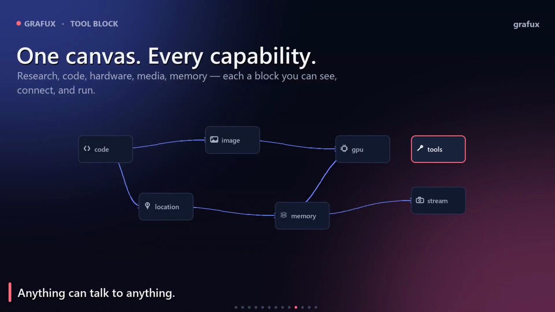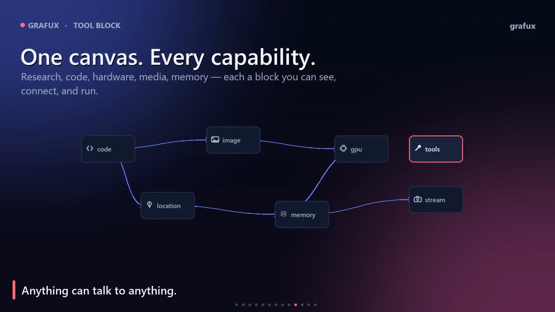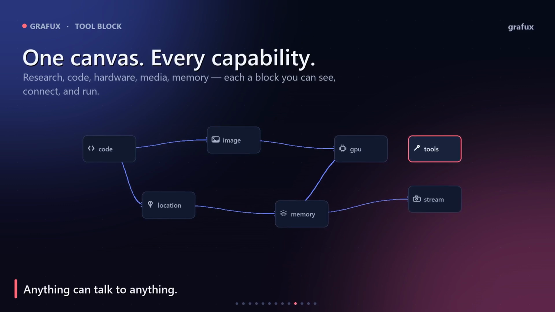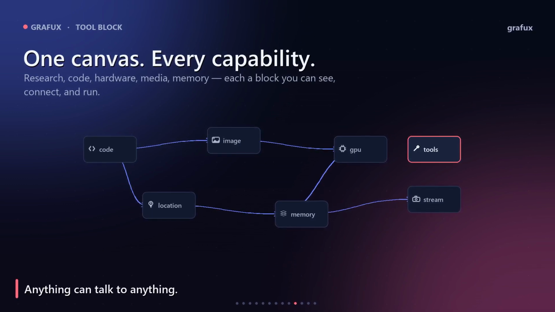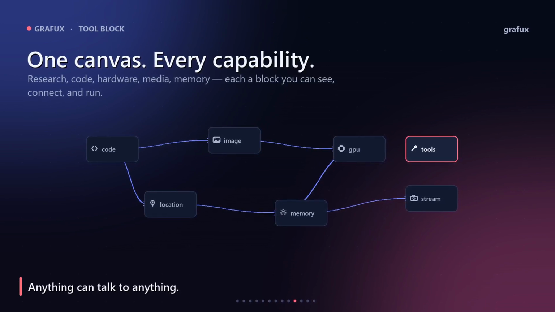And that's the real idea behind Grafux. Every capability you can imagine, research, code, hardware, media, memory, becomes a block you can see, connect, and run. The tool block is just one piece of a canvas where anything can talk to anything. No glue code, no context switching. Just build. Start with a single block today and grow it into whatever you can dream up tomorrow.